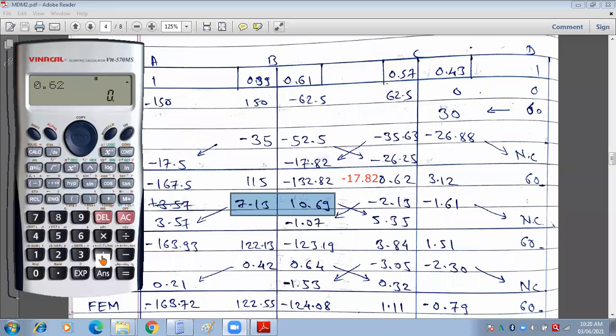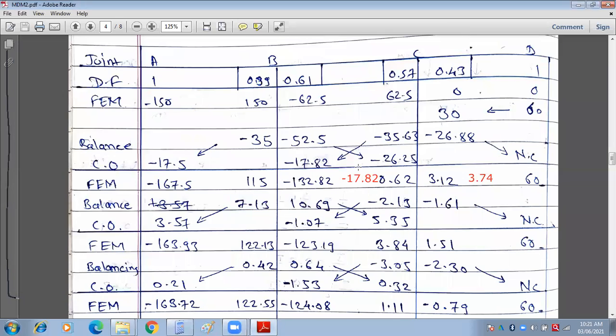0.62 plus 3.12, it becomes 3.74. Now once you have calculated this difference, what is the next procedure? We have to make the balance. How to make the balance? Now this difference multiply with this distribution factor, write down this value over here.